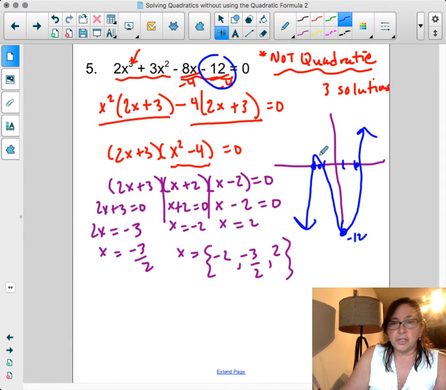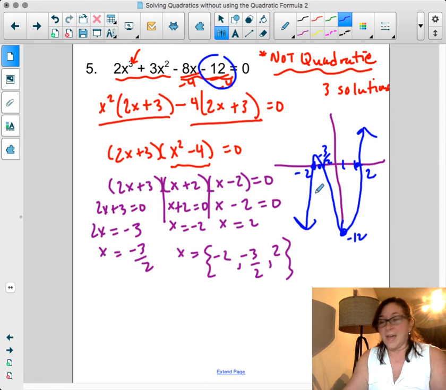Now, I'm not sure how high that's going to go, and I'm not sure how low this is going to go, but I do know it crosses at those 3 points, which are negative 2, negative 3 halves, and positive 2. And this is just a sketch of what it looks like. So that is how you factor quadratics and non-quadratic functions using factoring and some completing the square.